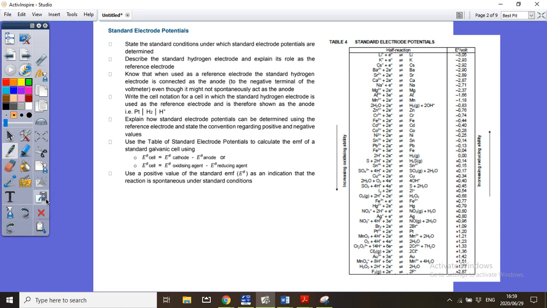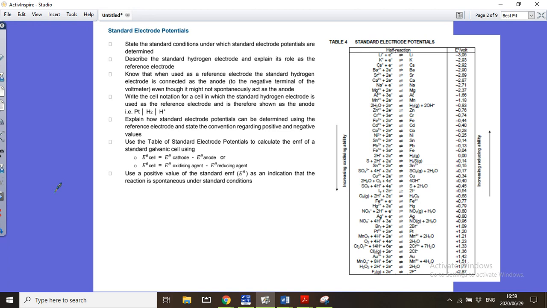In the first video, we looked at the basic definitions and terminology in redox reactions and how to use the table. So we're just going to look at which of these points we have not covered yet. We've spoken about standard conditions. It's 25 degrees, 1 atmosphere for gases, and 1 mole per cubic decimeter for solutions. We haven't really spoken about hydrogen.